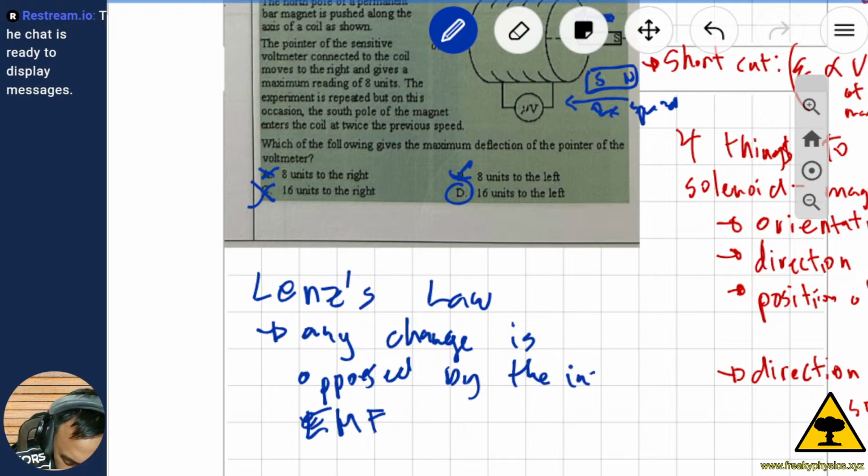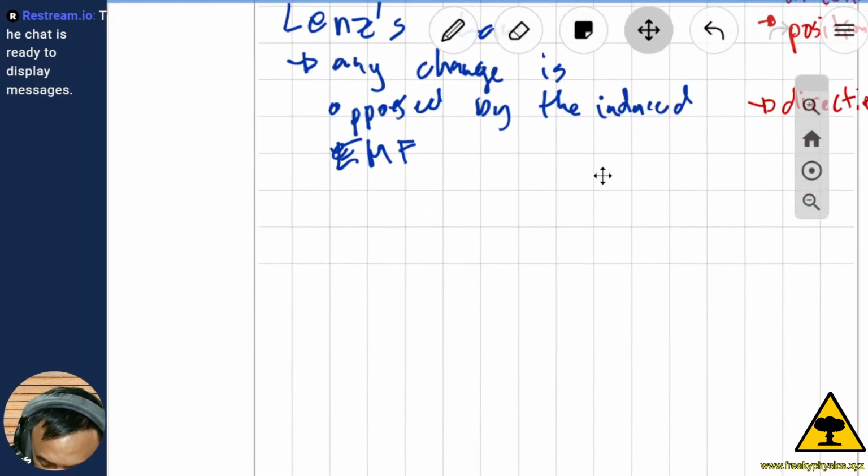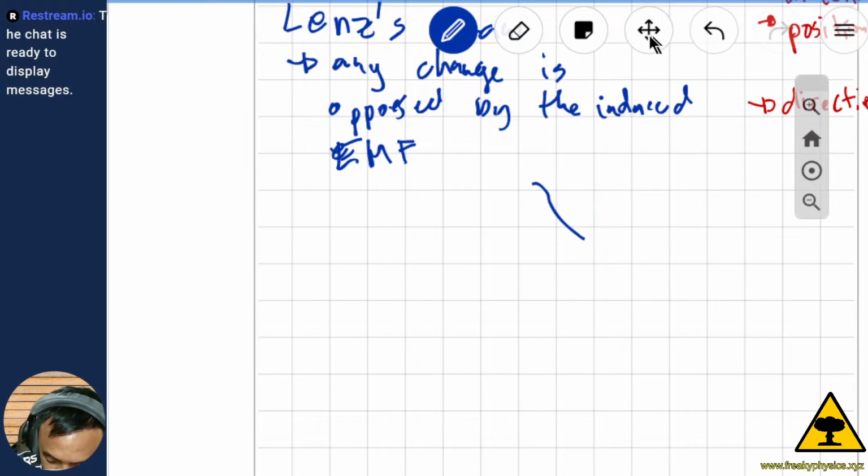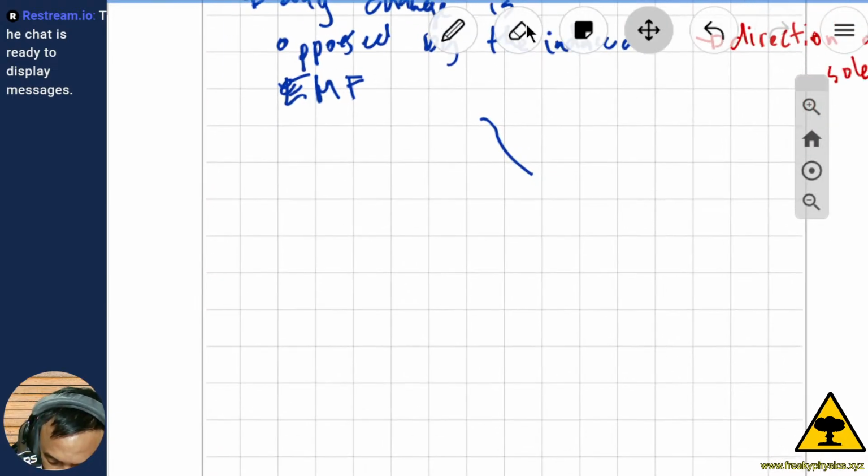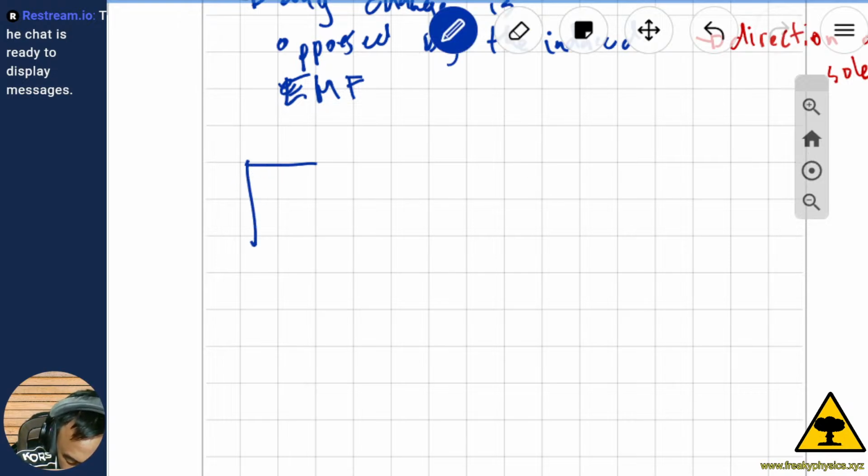By the induced EMF. Now, this is normally how it's said in textbooks, but there is a shorter way to think about it, okay? Just think about it this way. I'm gonna draw all the possibilities first, just so you see what's happening. I'm not gonna draw anything else, not the galvanometer yet. I'm just gonna say coil like this, okay?